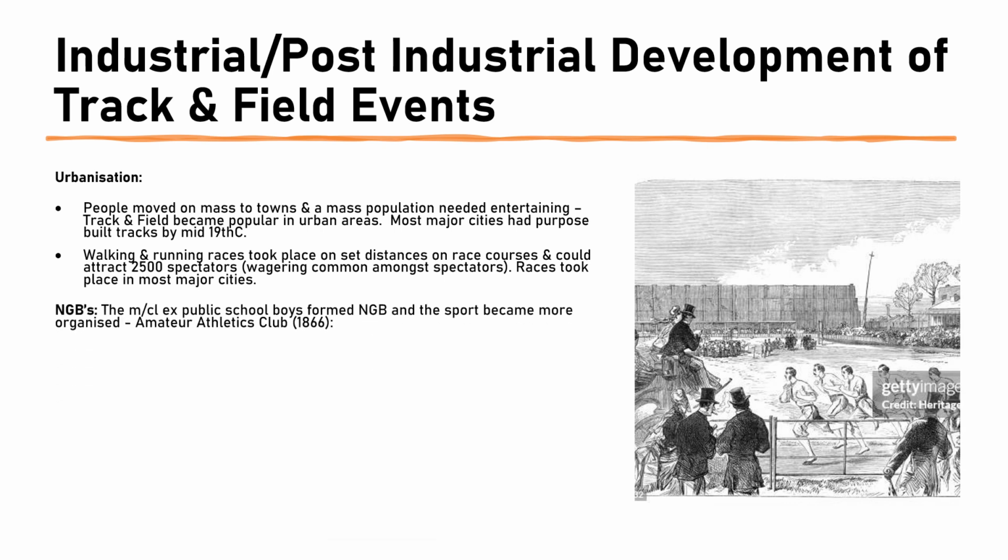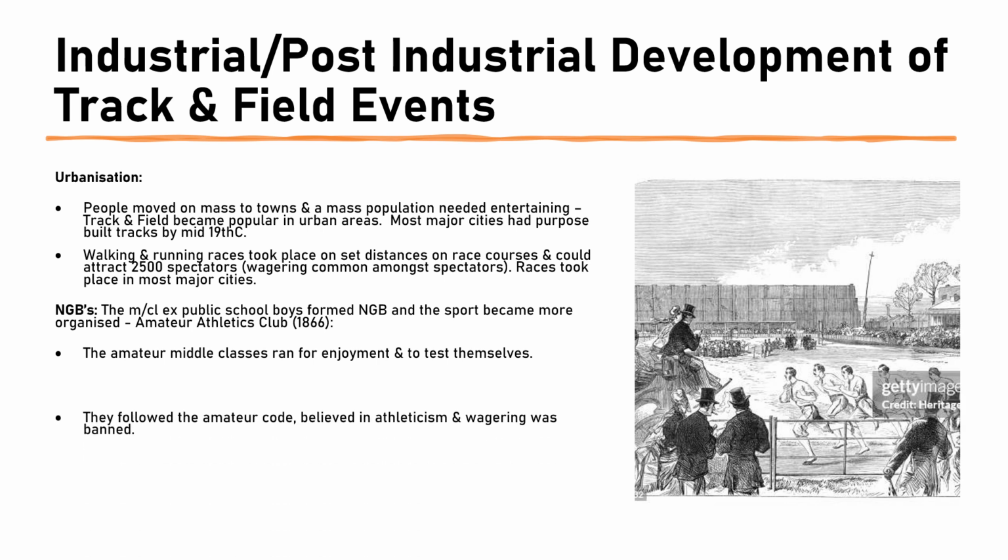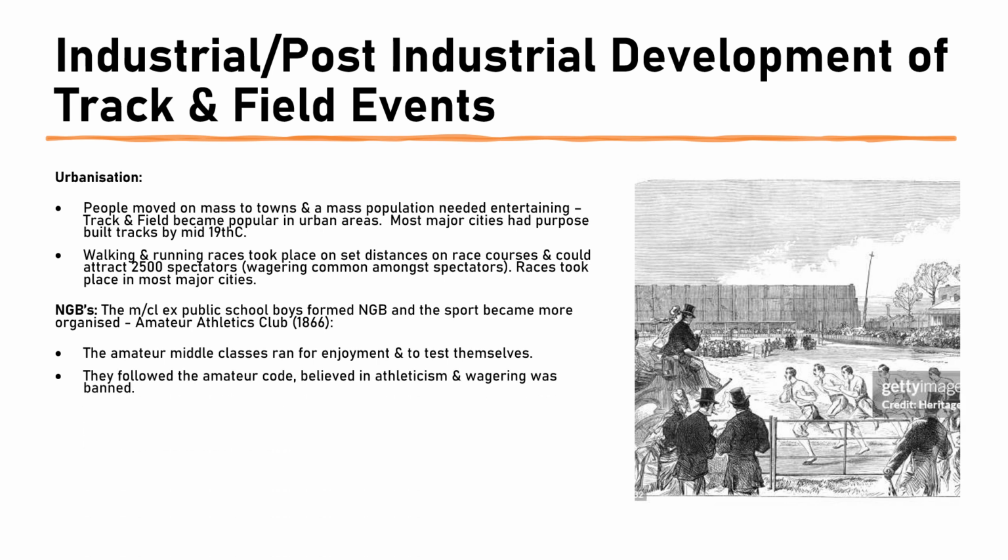The national governing bodies were set up, so again the middle class ex-public schoolboys formed the national governing body, and the sport became more organised. So the Amateur Athletics Club was formed in 1866. The amateur middle classes ran for enjoyment and to test themselves, and they followed something called the Amateur Code. They believed in athleticism and they banned wagering.